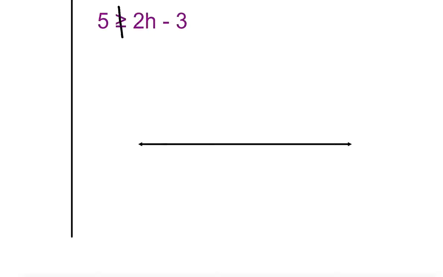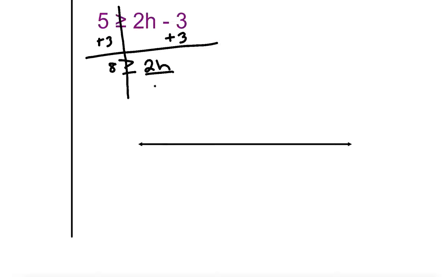All right, welcome back. I draw my line down. I first have to add 3 to both sides, which gives me 8 is greater than or equal to 2h. Divide by 2, divide by 2, cancel, cancel, h, and then I have the greater than sign, and 4. So this one's a little tricky because it's backwards. It says 4 is greater than or equal to h.